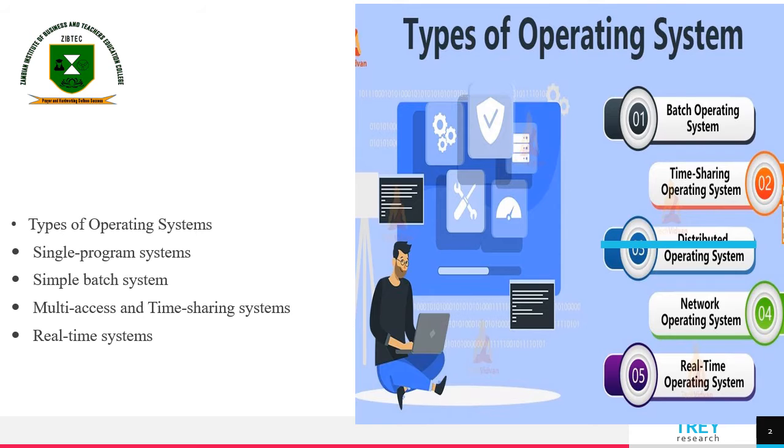The diagram here on the right hand side shows the 5 types of operating systems that we have. The first one is the batch operating system. The second one is the time sharing operating system. Third, distributed operating systems. Fourth, network operating systems. I'm sure you remember something from the word network. And we also have the last one, which is the real-time operating systems. Okay, let's now make progress.